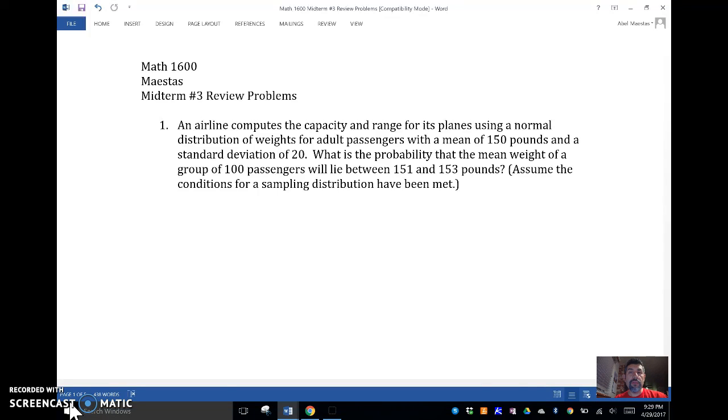I'm going to be going over some review problems for my Math 1600 Statistics course, and this is going to be stuff on inference. So I'm going to talk about sampling distributions. I'm going to do a problem on large sample inference for means, small sample inference for means, one sample proportion test, so one prop z test and two prop z test. And this really is geared towards the problems that are going to be on the midterm exam, midterm number 3 for my course.